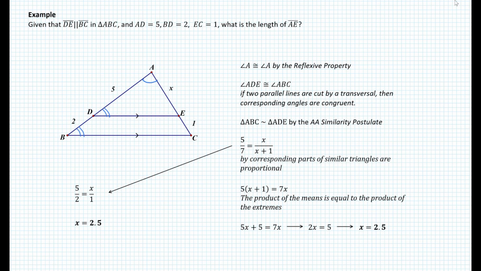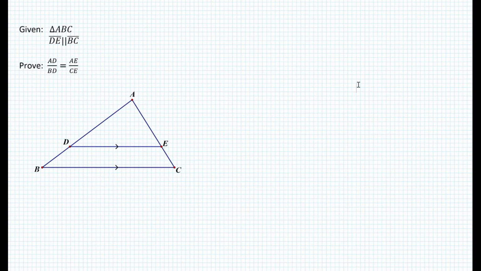Now, is this always true? Well, let's test that out. Let's say we're given triangle ABC, and we're also given that segment DE is parallel to segment BC. How do we prove that AD over BD is equal to AE over CE?